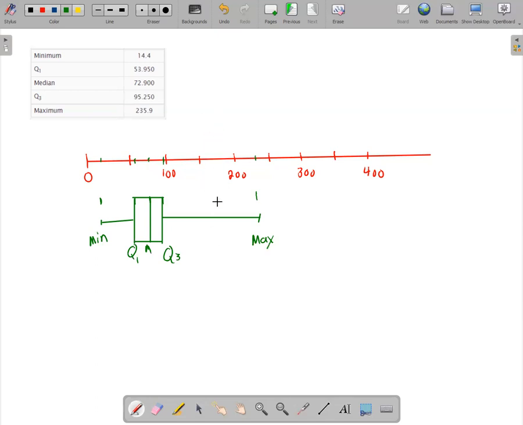Now, the StatKey version stopped short and made some dots. So I want to talk about that next. StatKey was trying to identify outliers. And I talked a little about outliers last week, but I didn't show how to measure them.